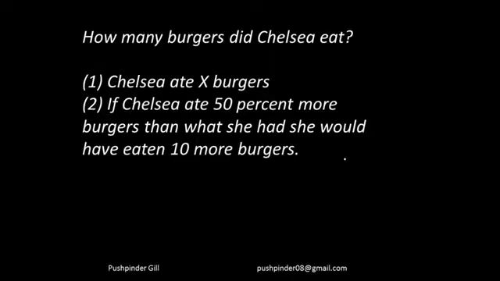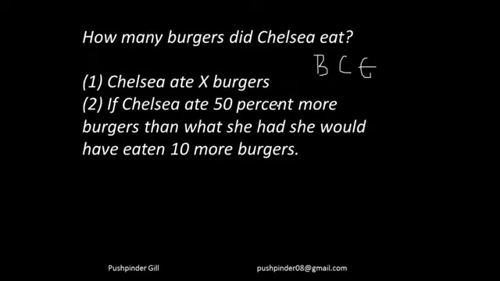So let's see this question. How many burgers did Chelsea eat? Chelsea ate X burgers. So we look at the first statement. Is it giving us the answer? No, it's not. Chelsea ate X burgers, I don't know what the value of X is. So as soon as I find the first statement to be insufficient, I write B, C or E. That means my answer is either B or C or E. Okay, let's look at the second statement now.